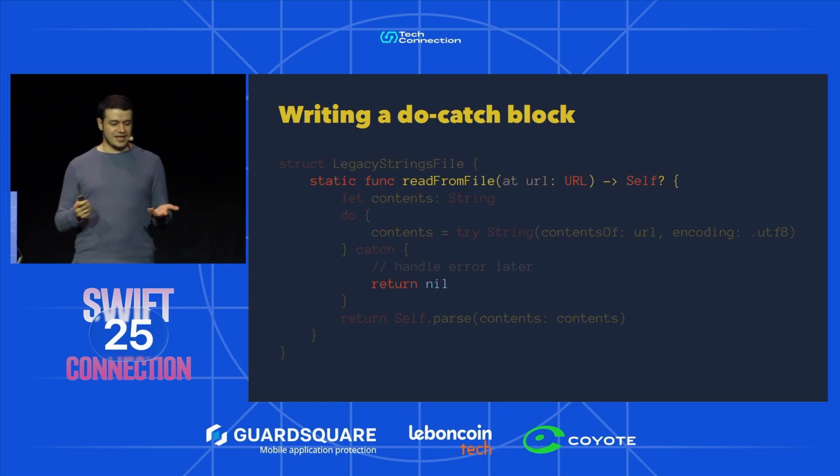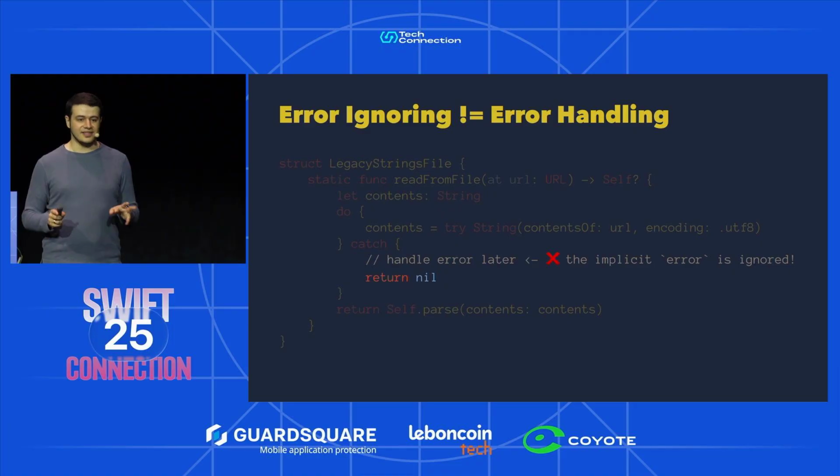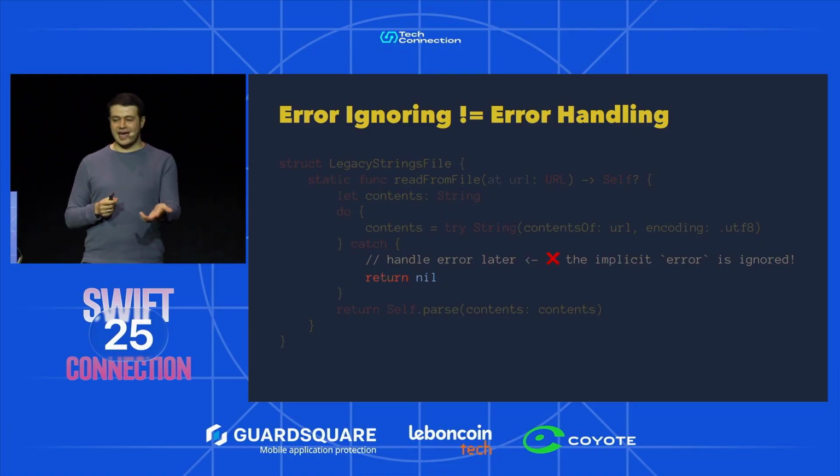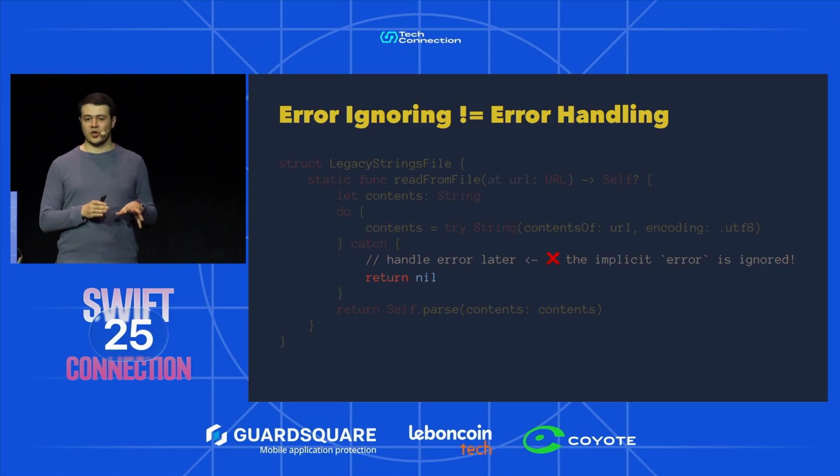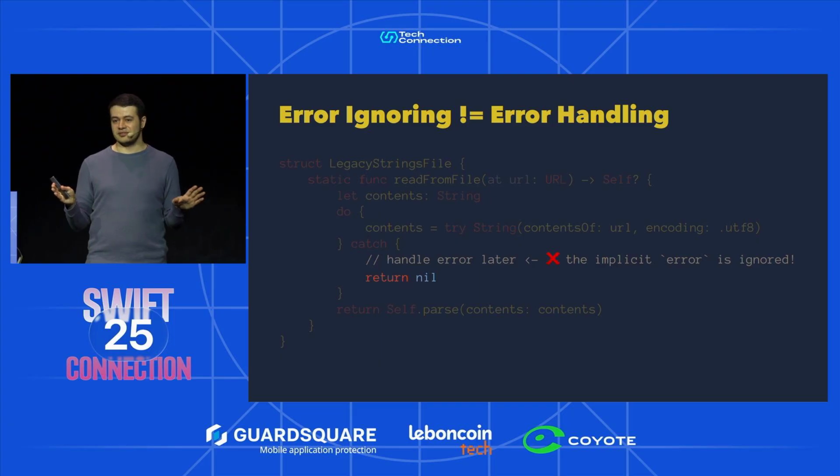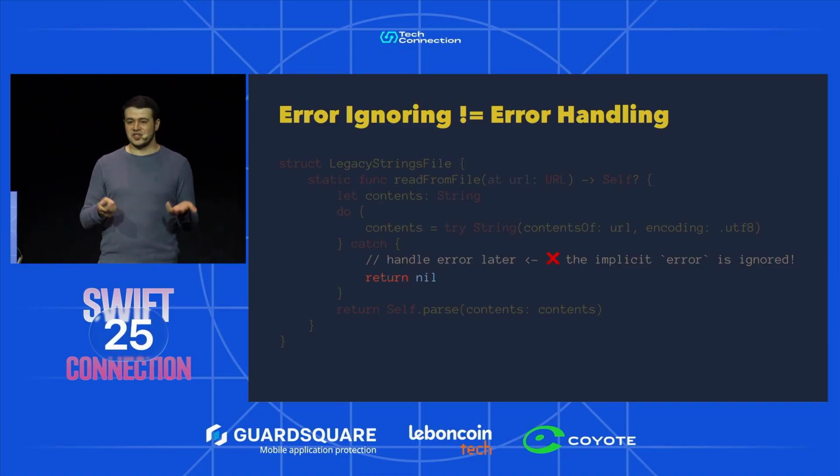But I would state that this is not error handling, this is error ignoring. And why? Because the error that we have in that catch block, we're not doing anything with it. And if we were dealing with that and handling that, we would have to do something with it, right? So we are just ignoring it and returning nil.